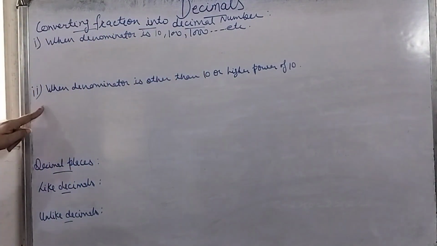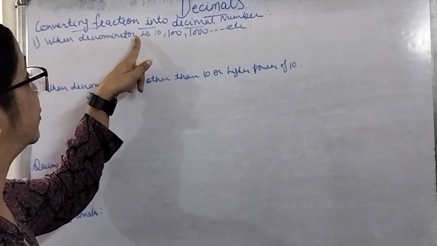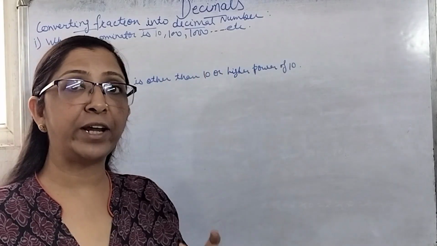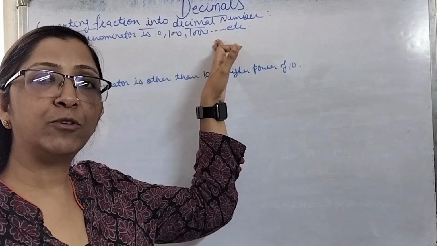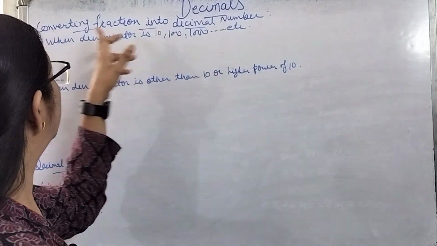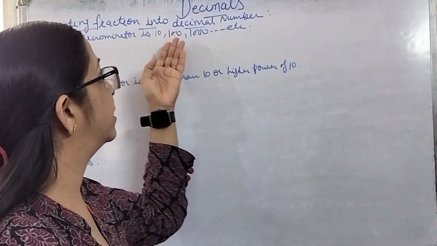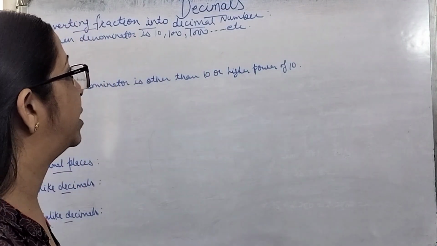So there could be 2 conditions. The first condition is when the denominator of the fraction is either 10, 100, 1000, etc. If any fraction has a denominator of 10, 100, 1000, we know that such fractions are known as decimal fractions. So if this is the case, when the denominator of any fraction is either 10, 100 or 1000, how can we convert these types of fractions into decimal numbers?